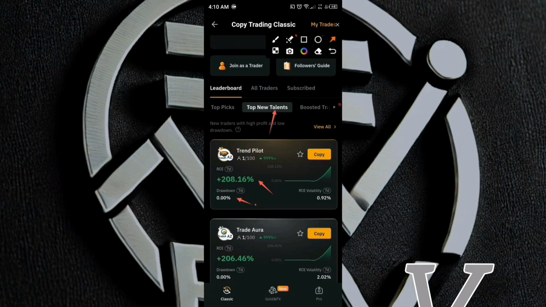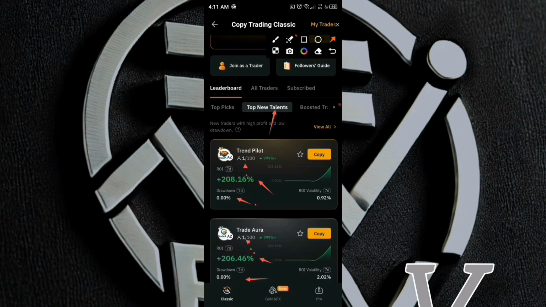The second person actually has a return on investment rate similar to the first person, which is 206.46%. He also doesn't have a drawdown percentage in the last 7 days, which is very, very good. But as you can see, they have a low number of followers on their following record, so you can quickly follow the new traders so you can be getting good quality signals from them.